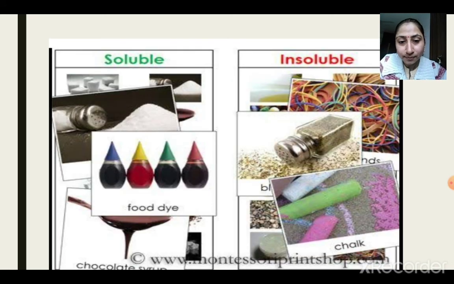Okay, so here are a few examples of soluble and insoluble substances, like food color or food dye, chocolate syrup, salt, sugar, all these are soluble. Insoluble you can see here, like chalk powder, or solid things. You can take wood or sand or a rubber band, anything, they are insoluble. So do read and revise the same topic again from your book.